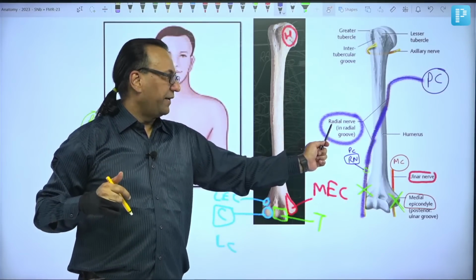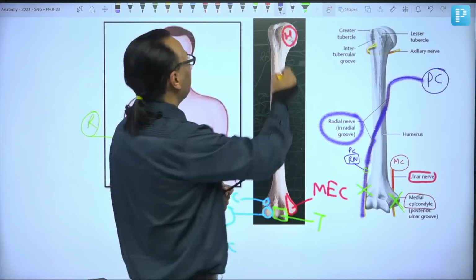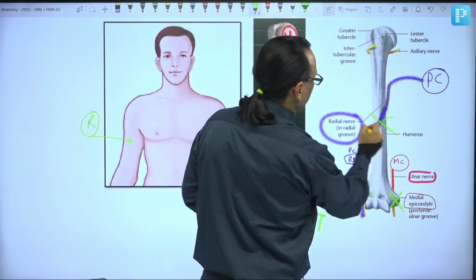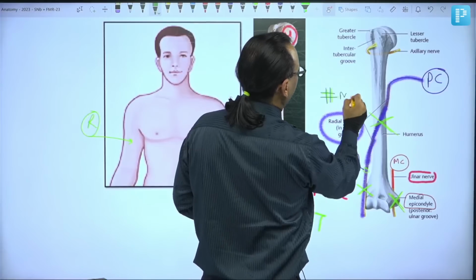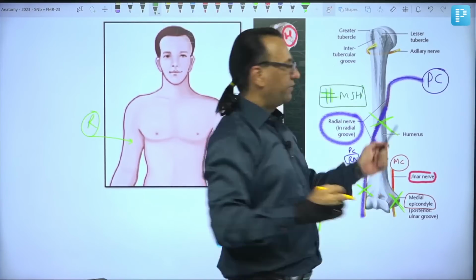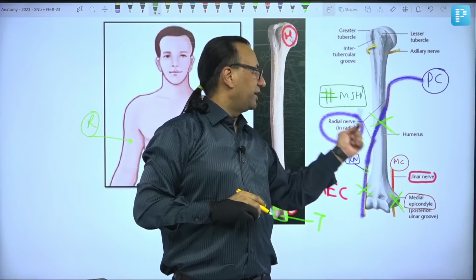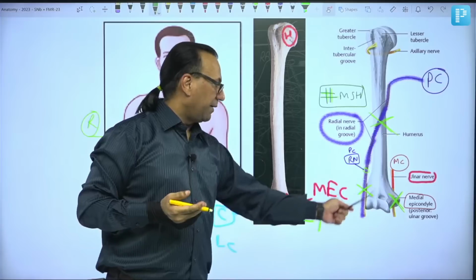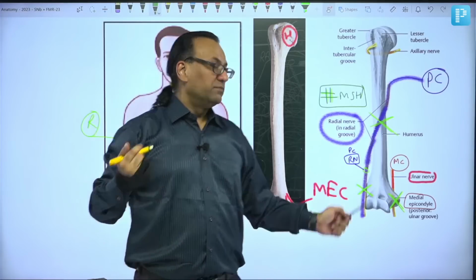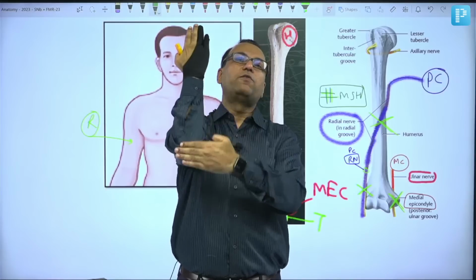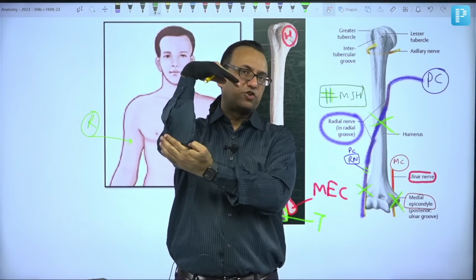Since the radial nerve is passing behind the humerus bone, if there is a fracture of the mid-shaft humerus, then the radial nerve can be damaged. And if the radial nerve is damaged, what will happen? If it is damaged in a fracture of the mid-shaft humerus, or a fracture of the lateral epicondyle, then the nerve supplying the extensors will not be working. Extensor muscles will not be working, resulting in wrist drop.